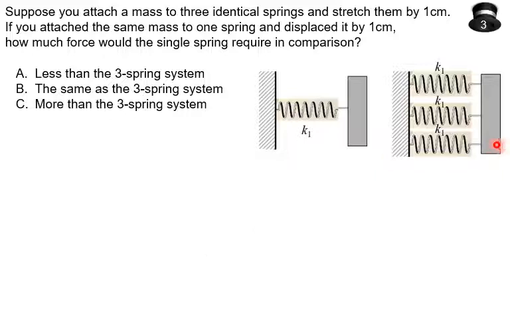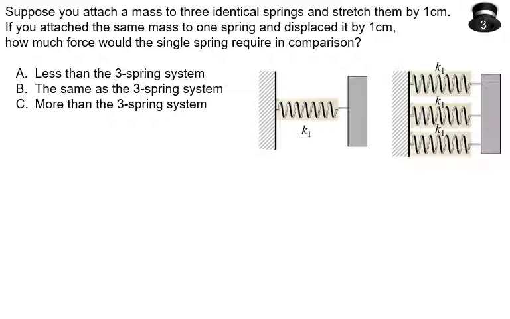Okay, so these gray boxes here, these are the same mass. In this case, I've attached it to 3 springs in parallel that have the same spring constant, and I'm applying some force to basically stretch this thing. And in this case, I have the same mass on one spring with the same spring constant. So how much force would the single spring system require in comparison? Let's take a moment, think about it.